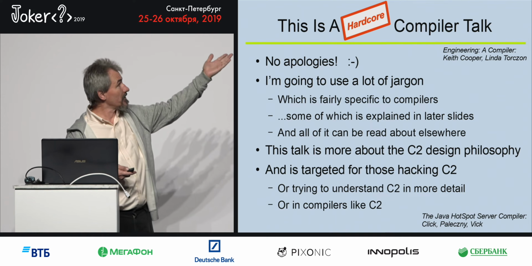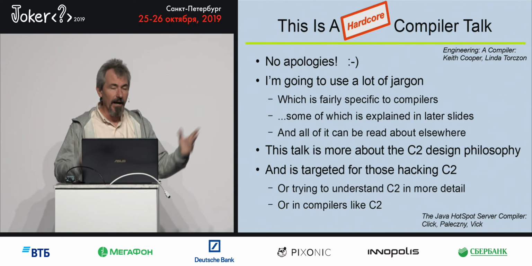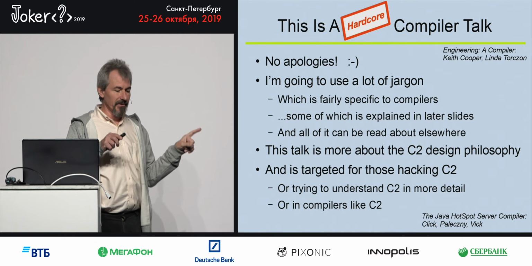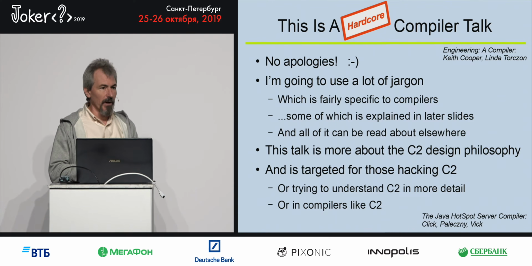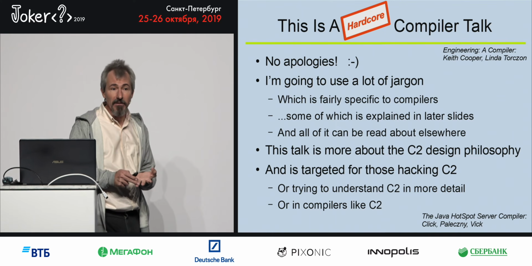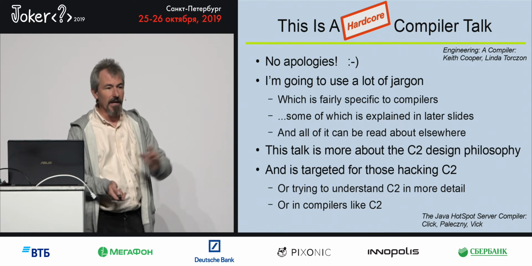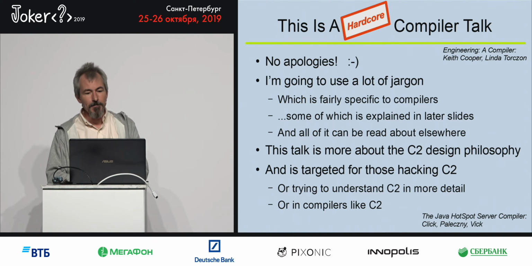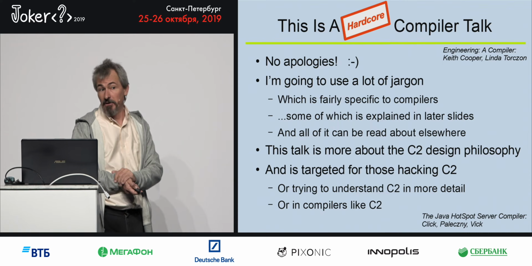So in the upper right corner, here's a resource, Engineering a Compiler. Keith Cooper was my advisor, a nice, generic, good compiler book. This talk is about the C2 design philosophy, which is targeted at people who are hacking C2, or trying to understand it in more detail, or hacking compilers like C2. In the lower right corner, there's a nice resource for a high-level overview of what the compiler is and what's in it. I'm going to go into a lot of details in design philosophy of compilers.